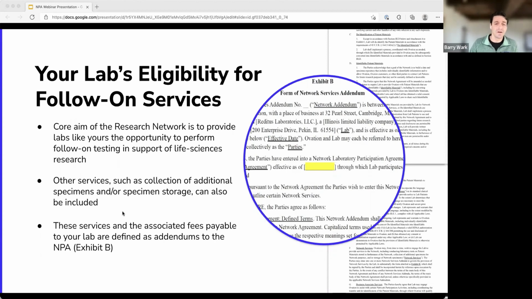Now, your costs associated with participating in the research network will be covered by reimbursement, but you'll be allowed to receive additional revenue for performing research testing services. The form of network services addendum shown in Exhibit B of the network participation agreement will be completed each time that you perform research testing services for Ovation. This form may be used for other network services as well, including storage of specimens for the network.